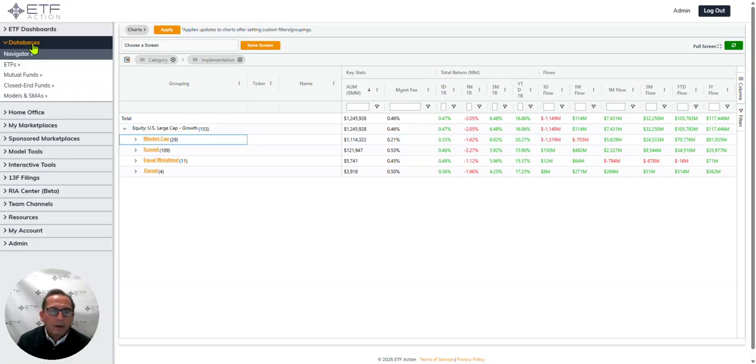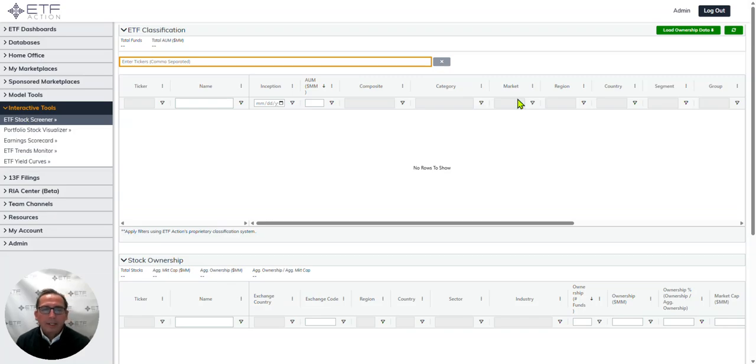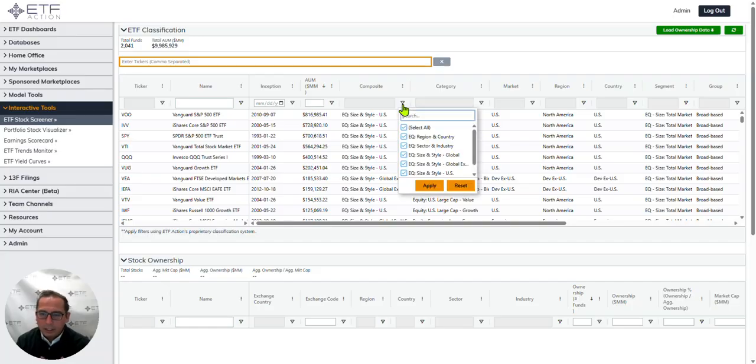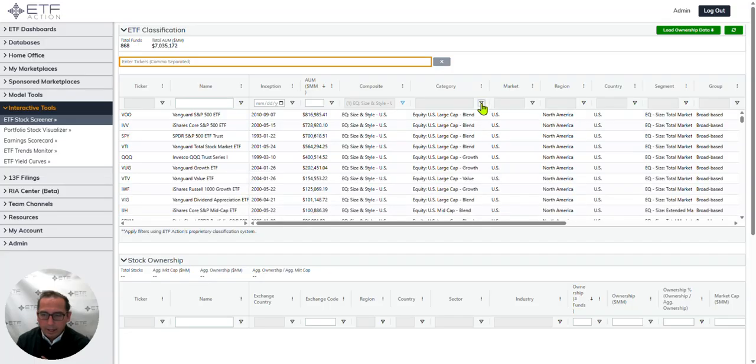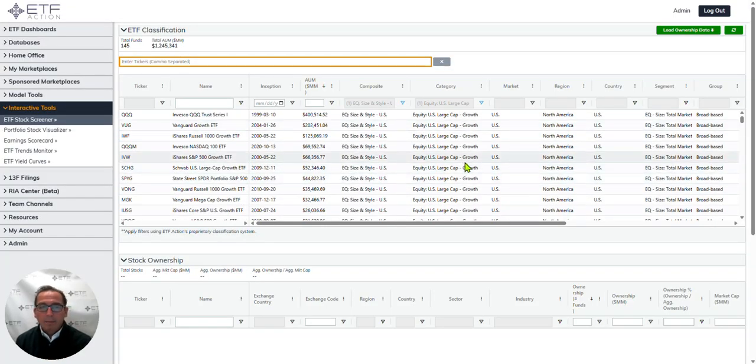That's where our ETF Stock Screener tool, which is one of my favorite tools, comes into play. I'm going to go into the ETF Stock Screener and set some filters on my ETF classification. You can type in individual tickers as well if you know a certain list or a watch list, but I'm just going to keep this broad-based. Equity, size and style, US. Equity, US, large cap growth. So, mimicking the same story that I did with US large cap growth in the Navigator tool.